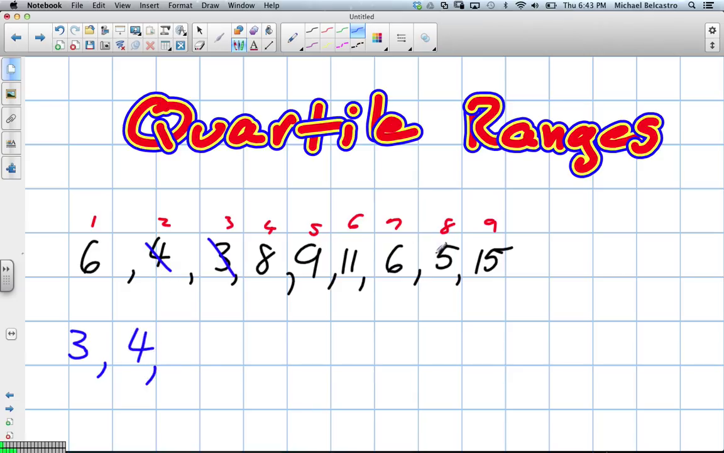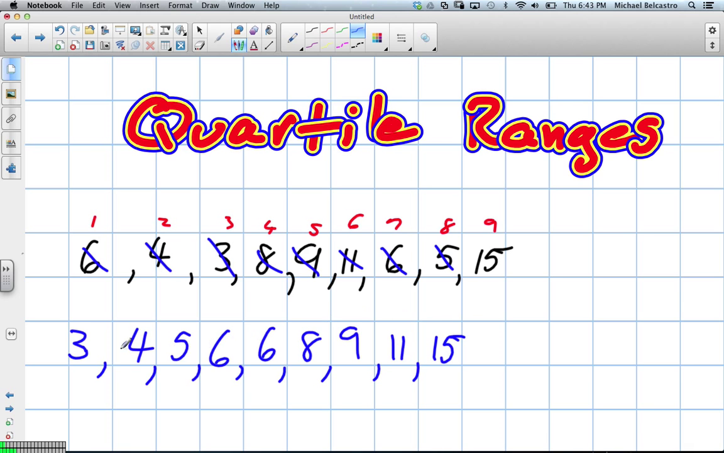3, 4, 5. Looks like we have two 6s, okay? An 8, a 9, 11, and 15, right? Is that 9? Perfect, 9. Okay. Now, the easiest way to set up quartile ranges is that quartiles are essentially broken into 4 pieces.